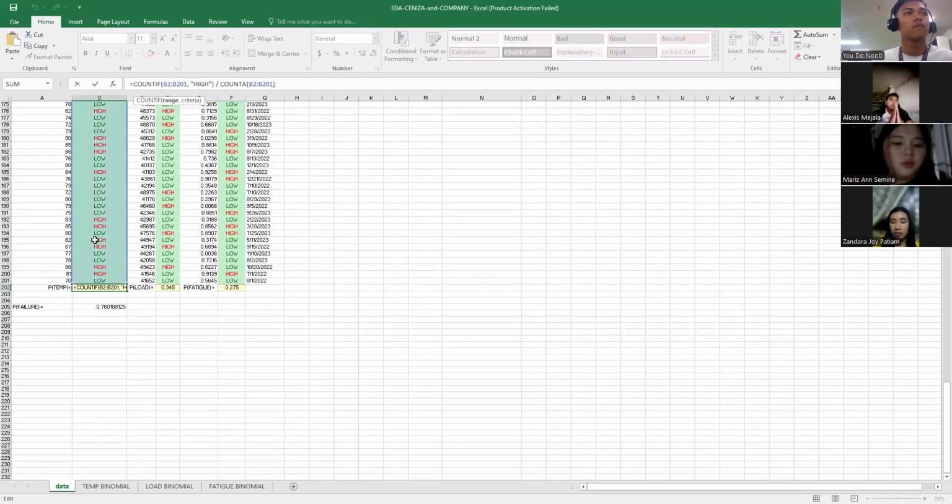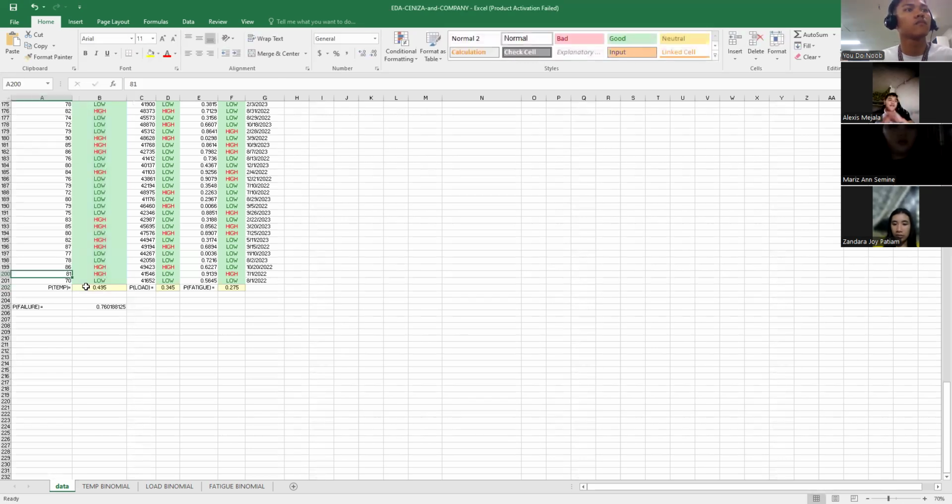So to calculate the probability of each factor, for example, here in environmental condition, we divide the number of high values over the total number of data in environmental conditions, which is 200. Then after that, we calculate the overall probability using the formula given by this task.